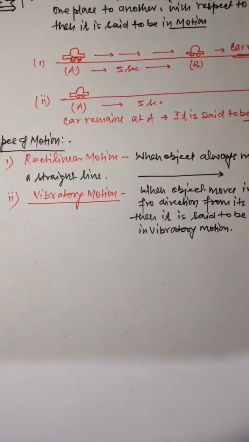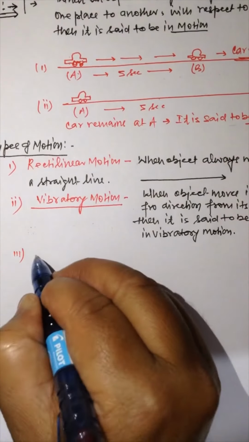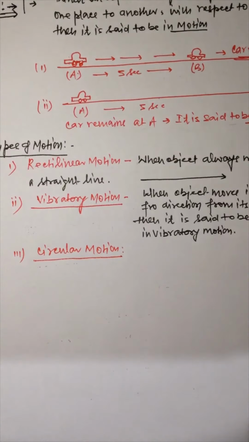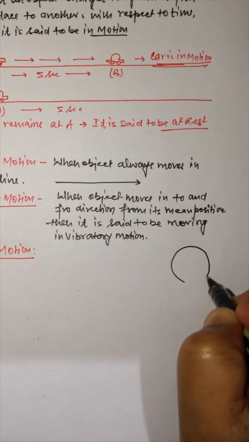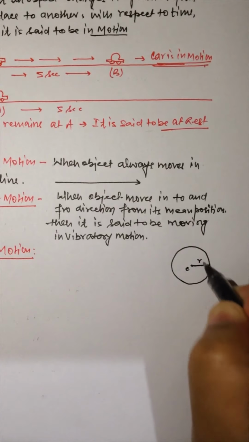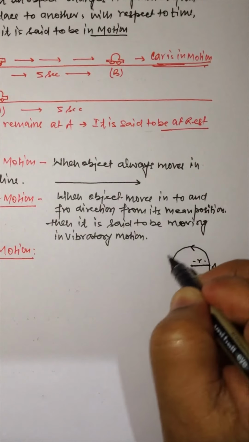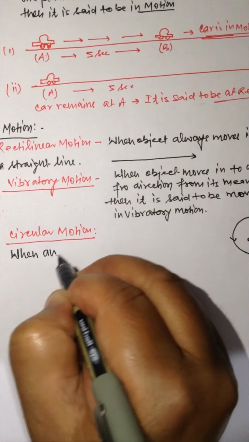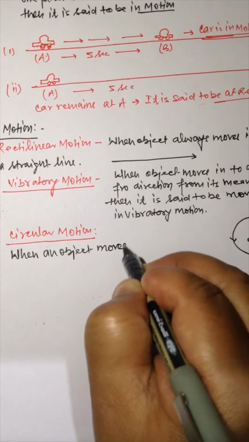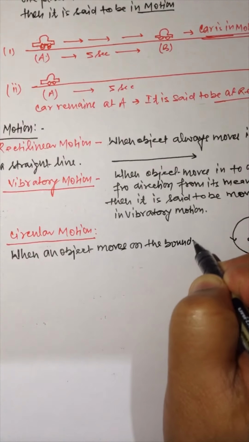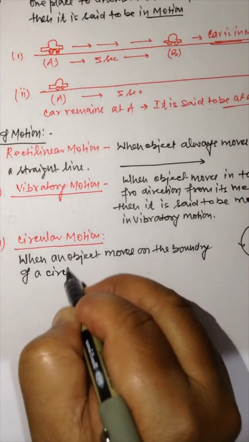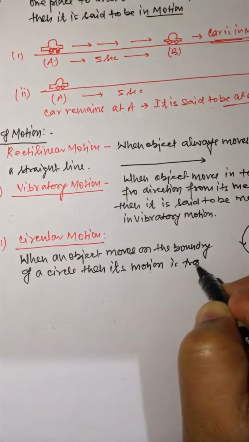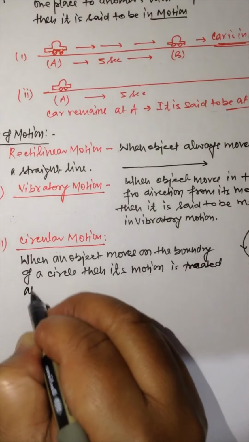Okay, you can also have a circular motion, simply circular motion. What is this? In this case, the object will move like this on a circular path of radius r. This is the center C, radius is r, the initial position is A, it is moving from A to B like this. I say it is moving. So when an object moves on the boundary of a circle, then its motion is treated as circular motion.